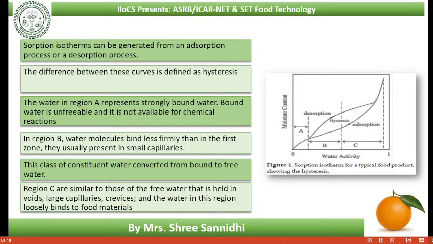So the next region, the middle region, B. Okay, so in this region, water molecules bind less firmly than in the first zone. They are usually present in small capillaries. So in this region, water molecules are not bound strongly. Okay, they can be mobilized. So this region is less stable and we can get the free water from this region.